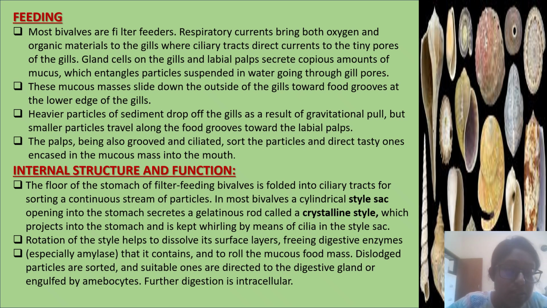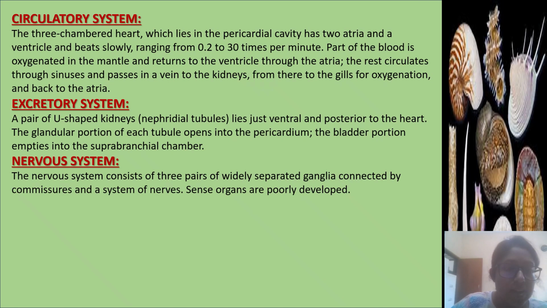Next, the mechanism: rotation of the style helps to dissolve its surface layer, freeing digestive enzymes that it contains, and to roll the mucous food mass. Dislodged particles are sorted and suitable ones are directed to the digestive gland or engulfed by amoebocytes. Further digestion is intracellular. Next, circulatory system.